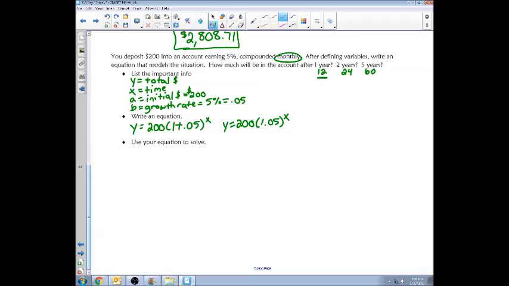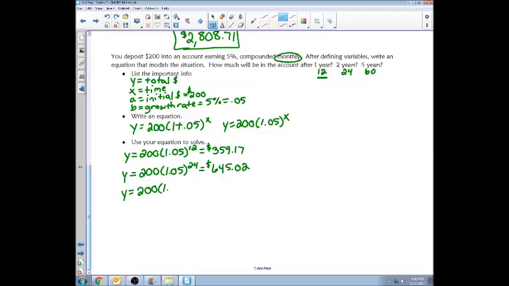Now it asks us, what is our amount of money after 1 year? Remember to use 12 instead of 1 for this. I'll have Y equals 200 times 1.05 raised to the 12th, which would get me $359.17. I'm rounding to 2 decimal places here. Again, for 2 years, it would be 200 times 1.05 raised to the 24th, which is $645.02. The last one is 5 years, so 200 times 1.05 raised to the 60 months is going to be $3,735.84.